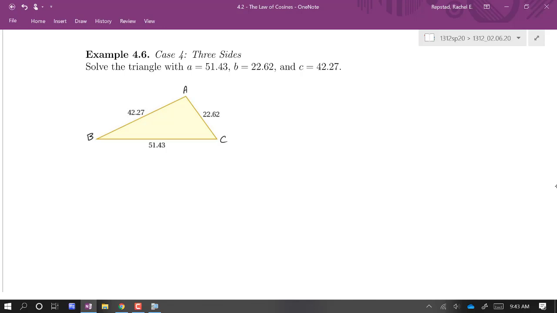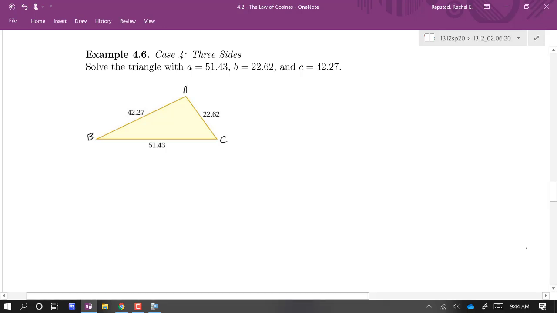So if I want to minimize my use of law of cosines to make the calculation part easier, I'm just going to pick what I know has to be the biggest angle and solve for that first. Which angle should I find? A. It's opposite the longest side. So we're going to find angle A first.